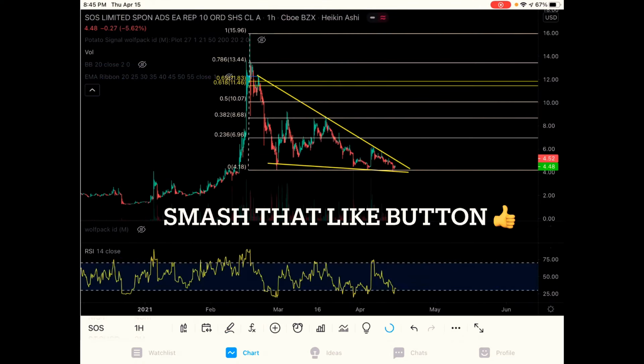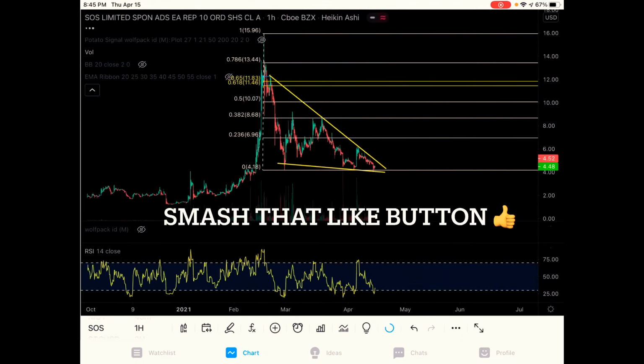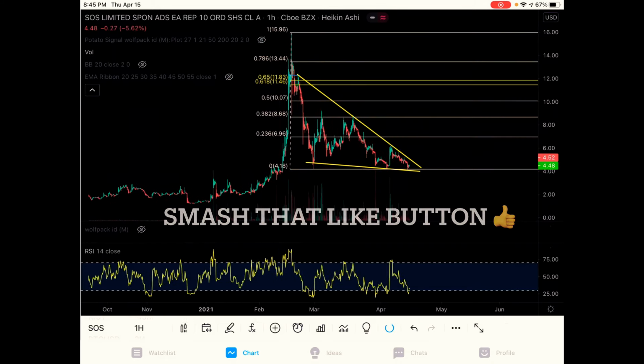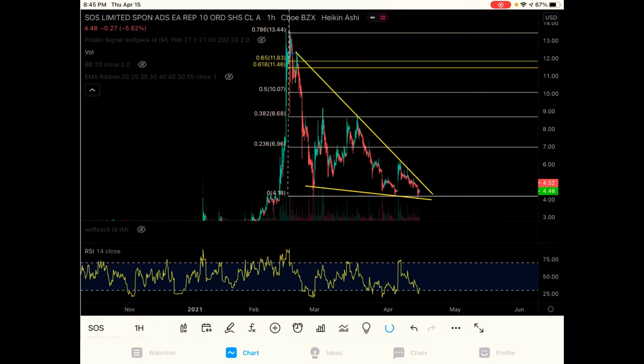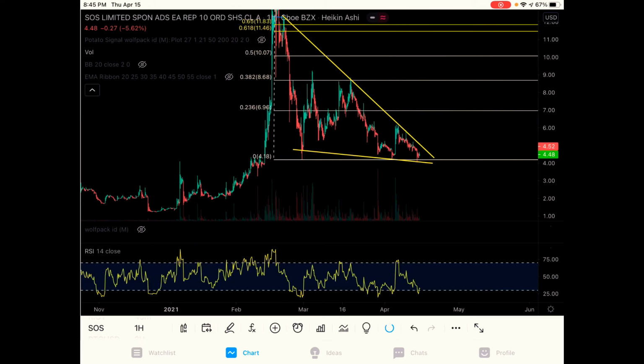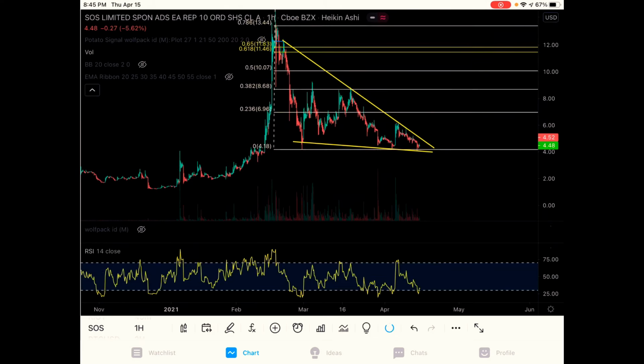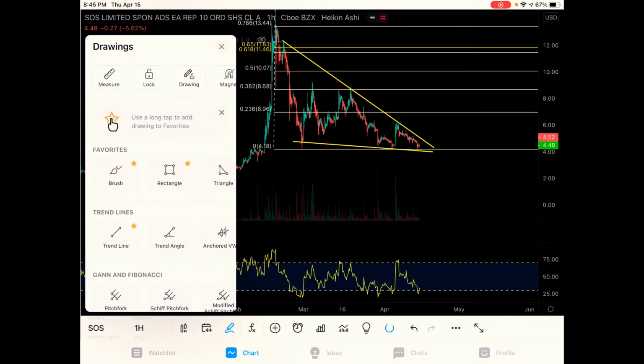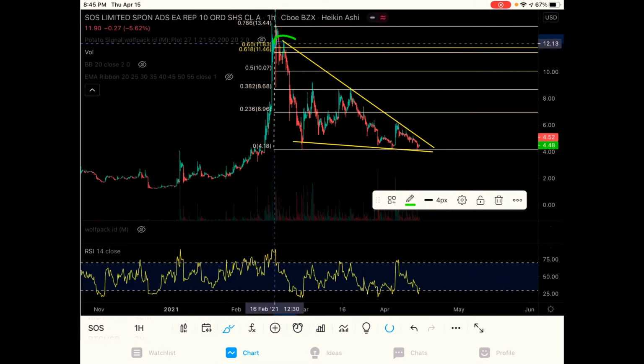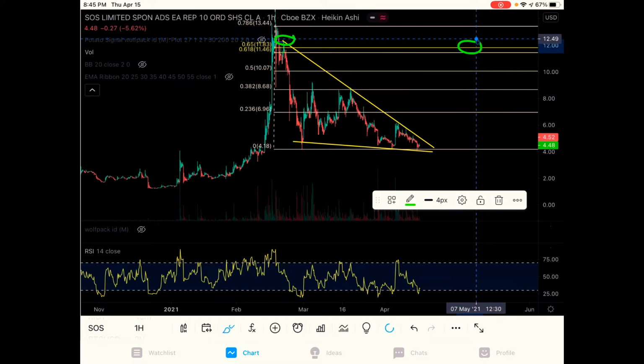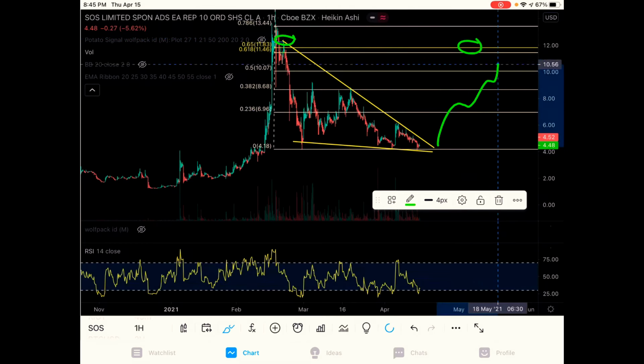Okay, so now we're looking at SOS, and right now SOS is forming a descending triangle, a descending wedge. That's a good thing, because descending wedges are bullish patterns, and the price target for descending wedges is the top of the wedge. The top of the wedge would be right around here, at the $12 mark, and that would make sense with our confluence, because we also see a resistance around the $11.46 mark, which is what we would probably see as resistance in the uptrend once it does this breakout.